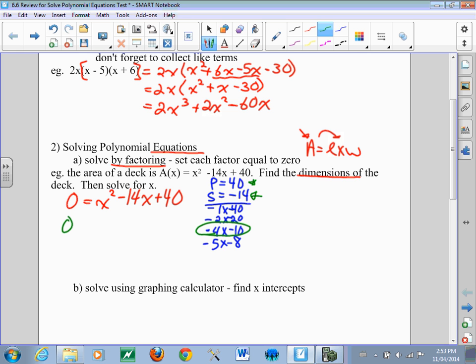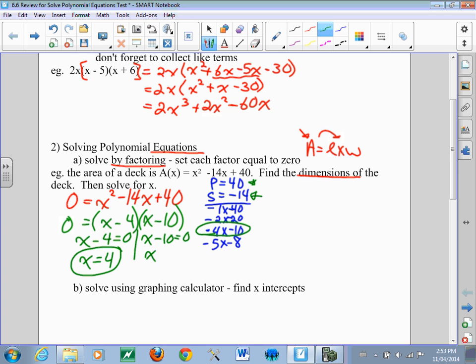So you've got 0 equals x minus 4 times x minus 10. And remember, in order to use the zero product property, the left side equals 0, so how do we get the right side to equal 0? You let each bracket equal 0. So x minus 4 equals 0, which means x equals 4, or x minus 10 equals 0, which means x equals 10.